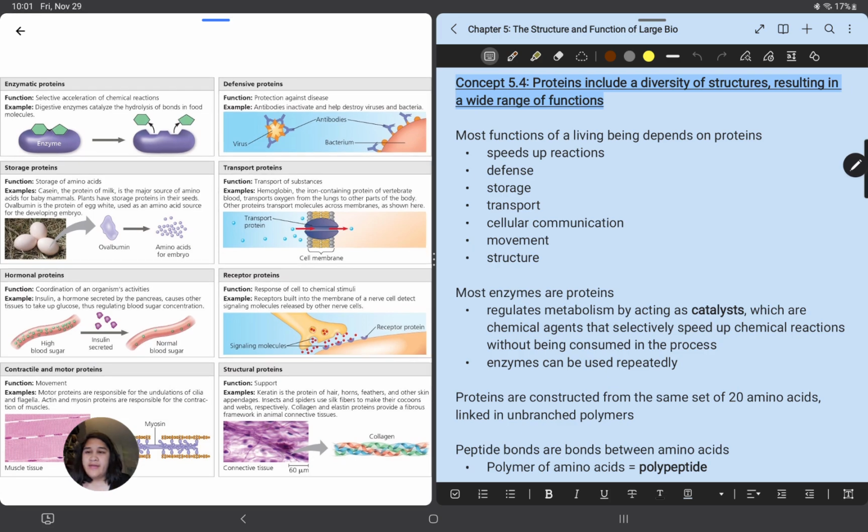So here we have figure 5.13: enzymatic proteins, defensive proteins, storage proteins, transport proteins, hormonal proteins, receptor proteins, contractile and motor proteins, and structural proteins.